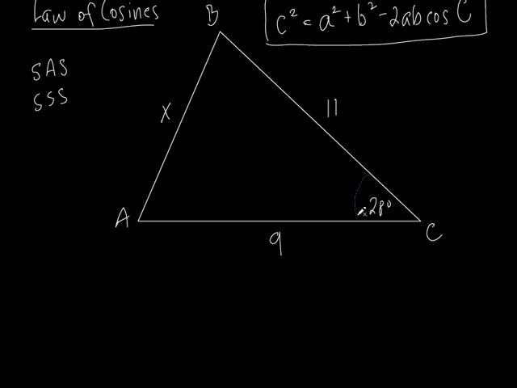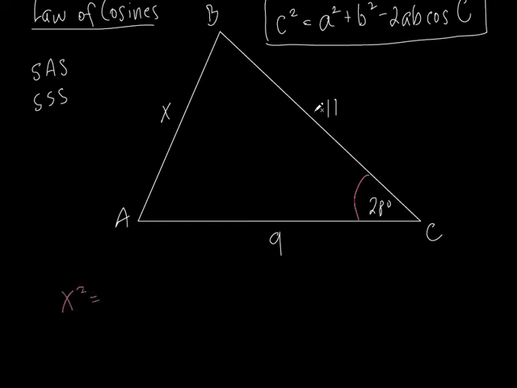So if this is our angle, it's even angle C, isn't it? So we can say what? What would our side C be in this situation? It'd be the X, right? Because side C is opposite angle C, right? We just happen to call it something different. We just happen to call it X. We can do that. So what do we get? We get X squared equals.